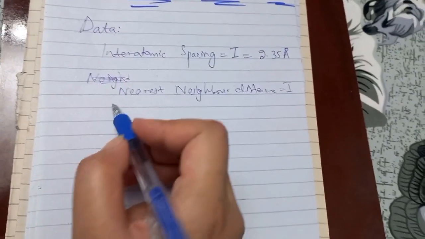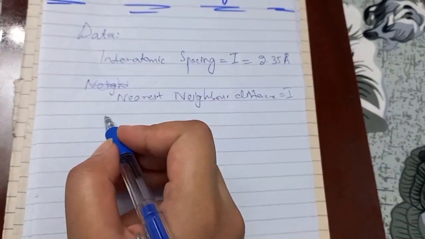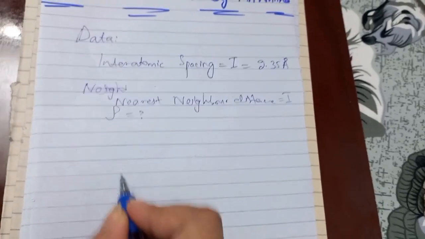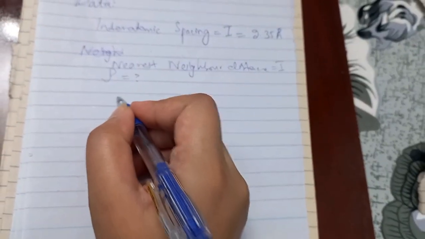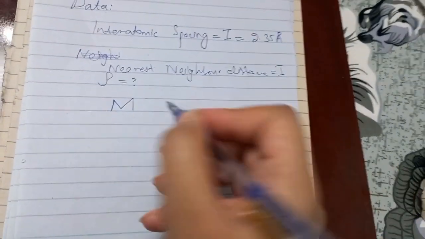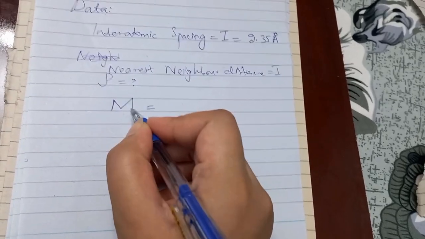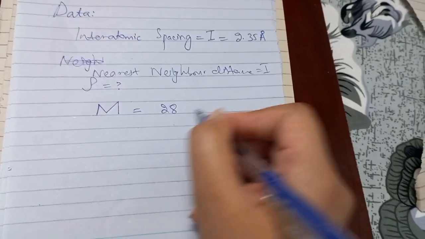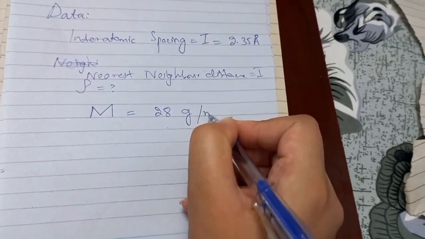And we need to calculate density. This is rho, which shows density. Atomic weight is given, which I'm representing with capital M, the molar mass. Molar mass is another word for atomic weight, and it's 28. Its units are gram per mole.